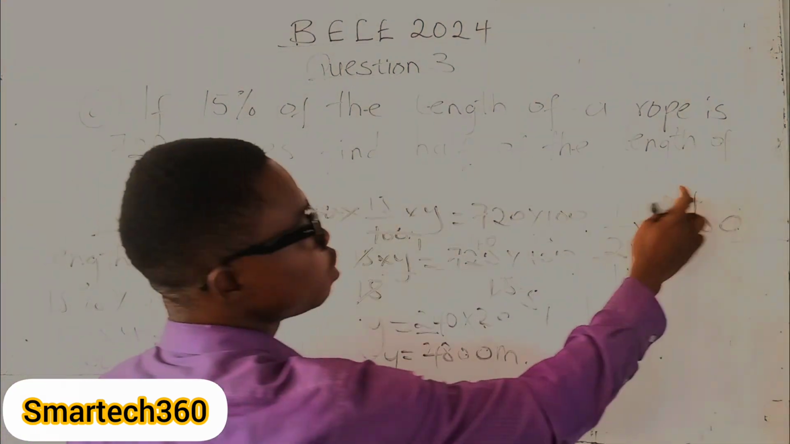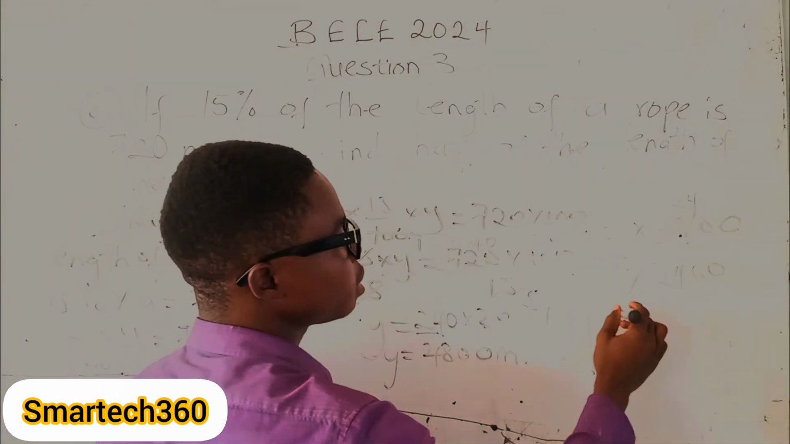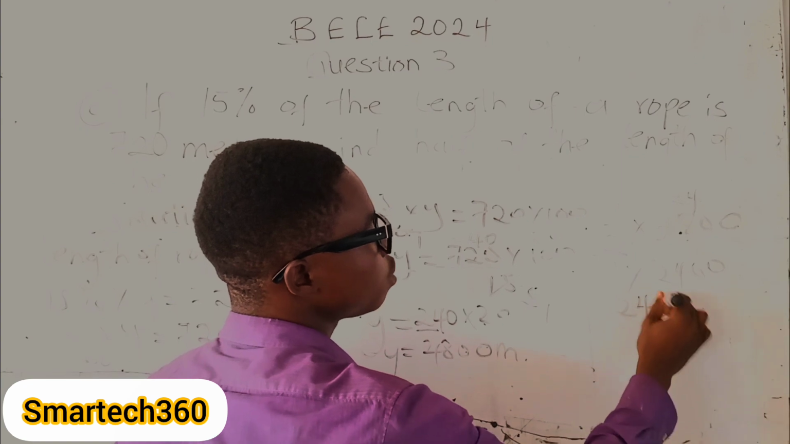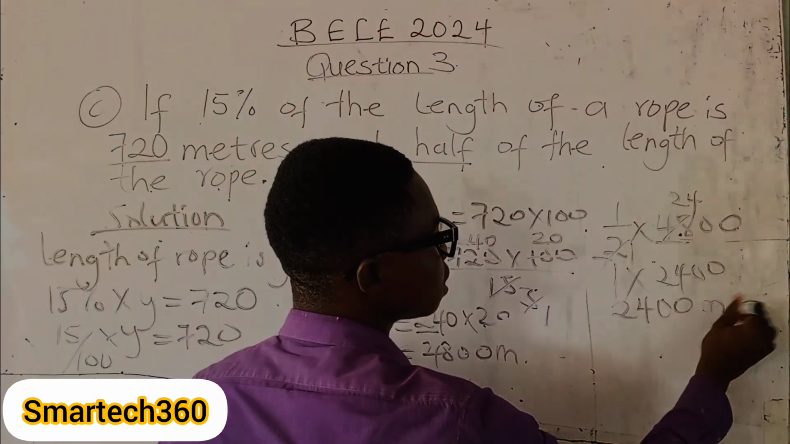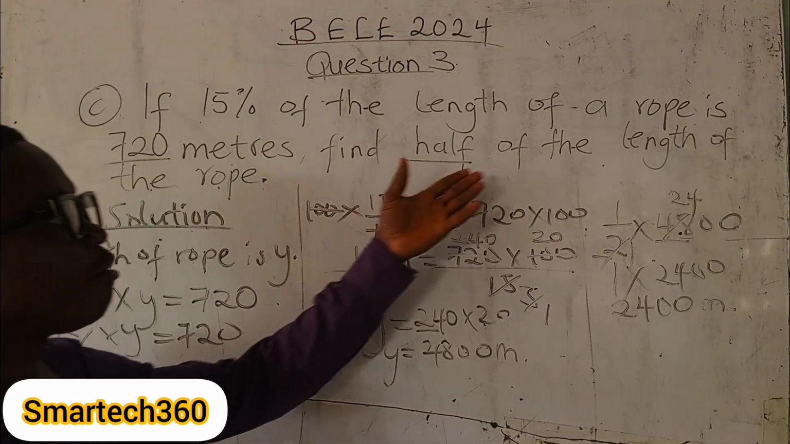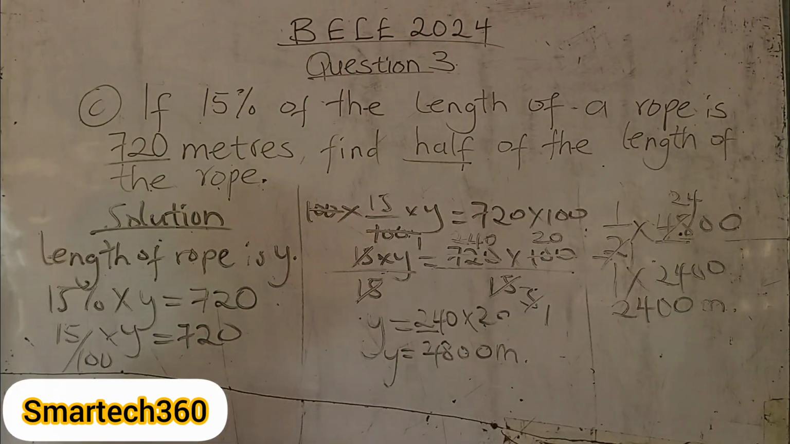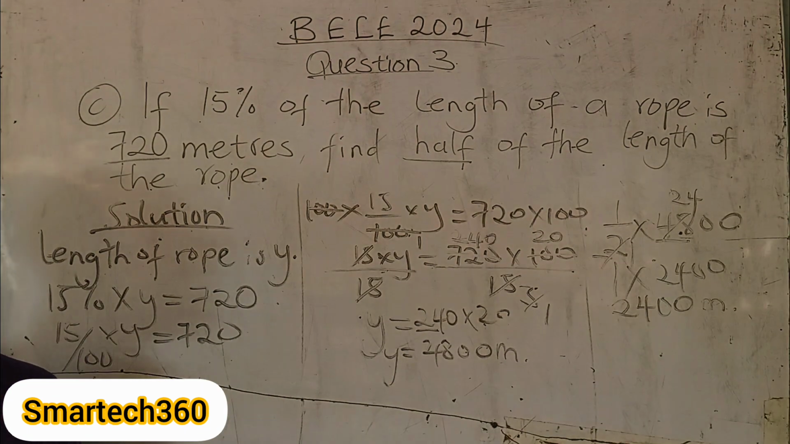Multiplying 24, that's 2400. So if you multiply this, you get 2400. That is 2,400 meters. So the answer to the question, find half of the length of the rope, is 2,400 meters.